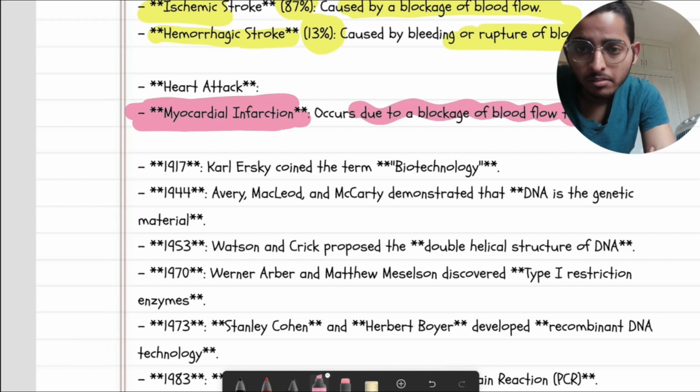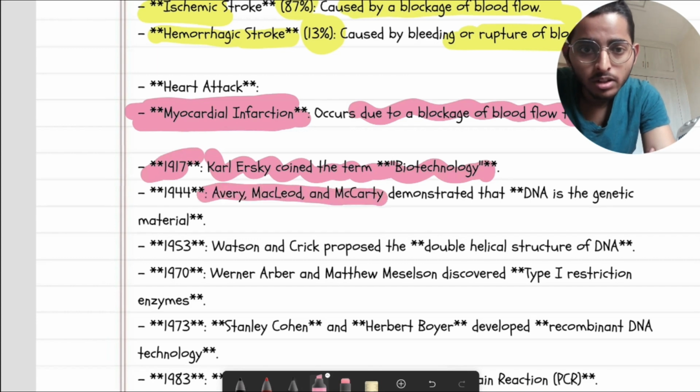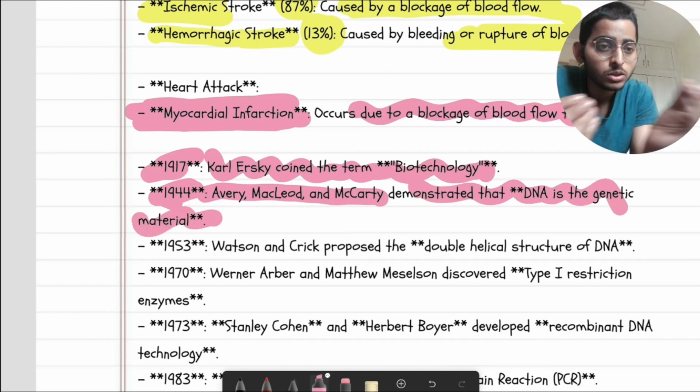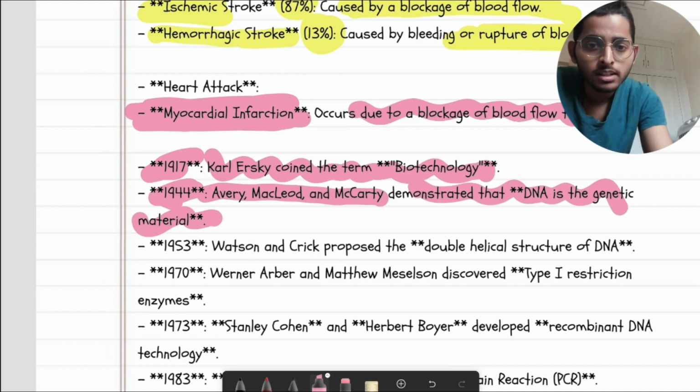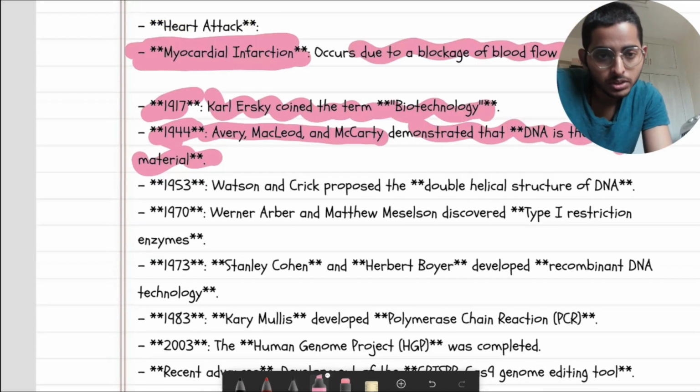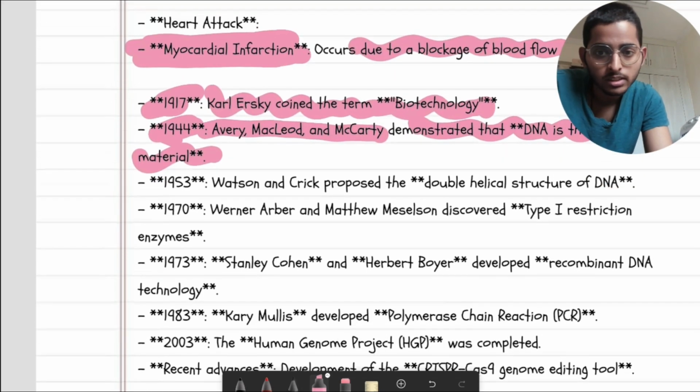These are some important ones: Carl Ereky coined the term biotechnology in 1917. Avery, MacLeod, and McCarty in 1944 demonstrated that DNA is the genetic material. They took 3 test tubes in which they added RNases, DNases, and proteases, and then in the test tube where DNase was added, there was no propagation seen. So that's how they concluded.